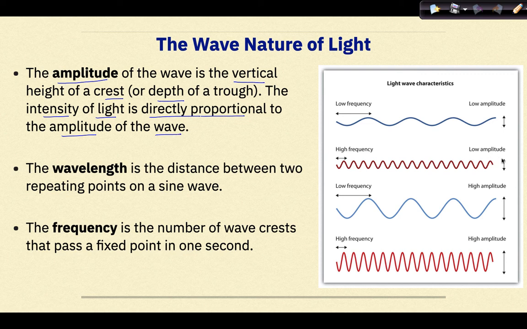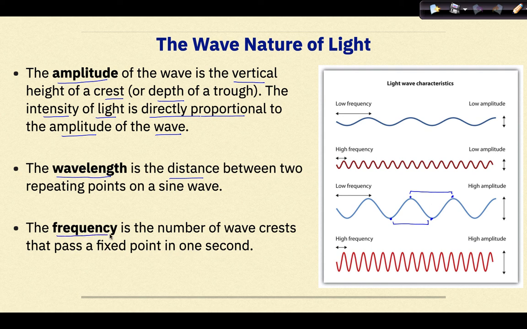So we can see in this chart over to the right two examples of low amplitude and then two examples of high amplitude. The wavelength is the distance between two repeating points on a sine wave. So if we were to look at the wavelength here, we'd be looking at the distance, let's say from the bottom of this trough to the bottom of this trough, so this distance right here, or from the top of this crest to the top of this crest. So this distance right here.